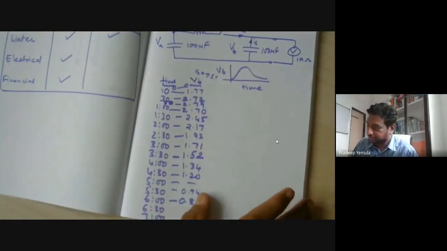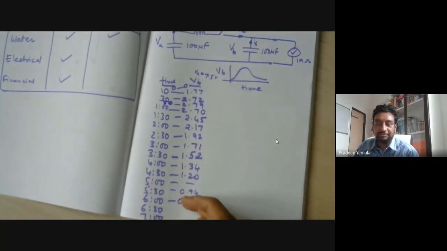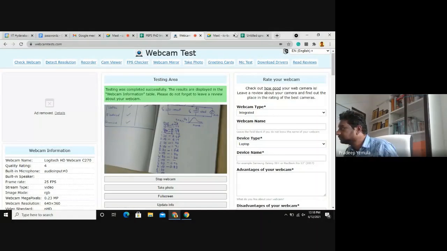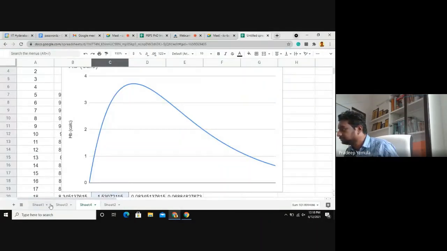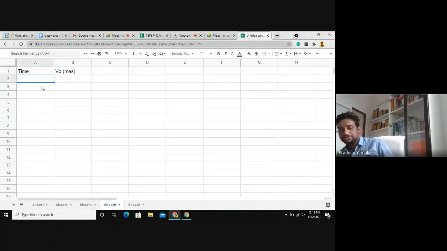Okay. But before we do analysis, shall we quickly type this on the sheet? I think we'll do that. So I'll just go back to, I'll open one more sheet, and then I will say time, and then VB measured. So here I will write the measured value of VB. So I have the values in front of me.